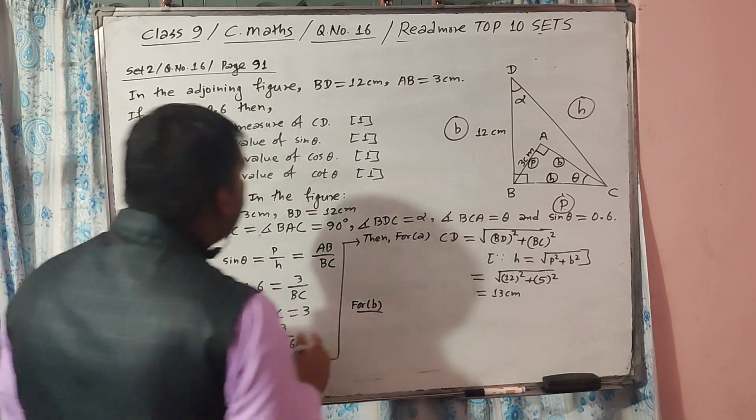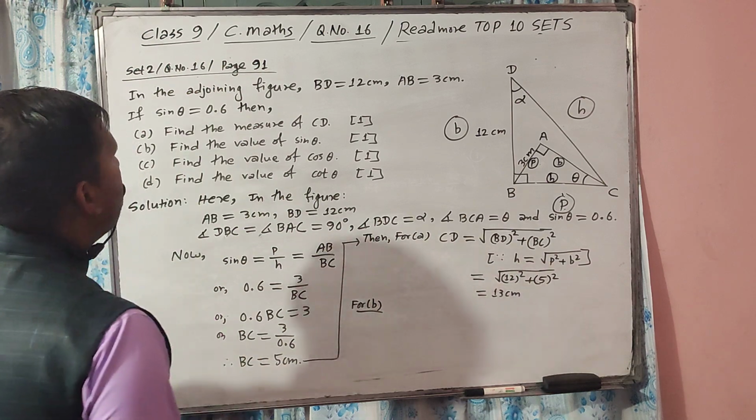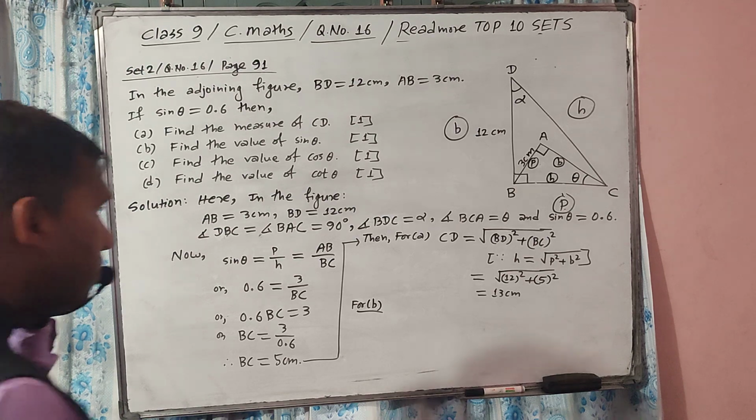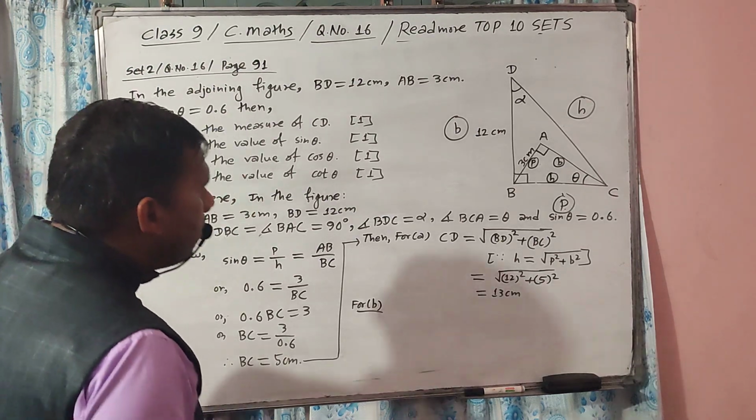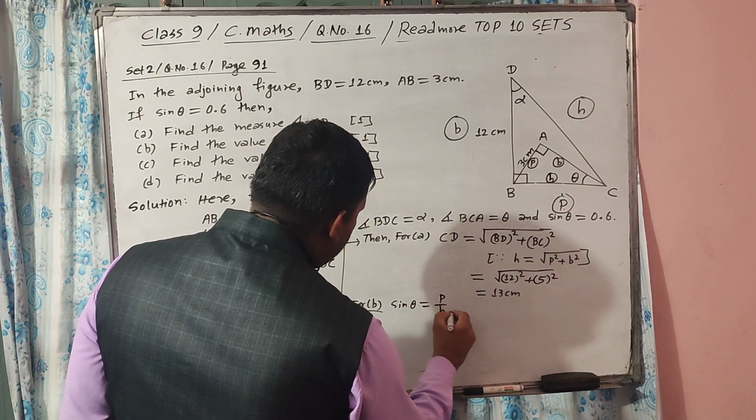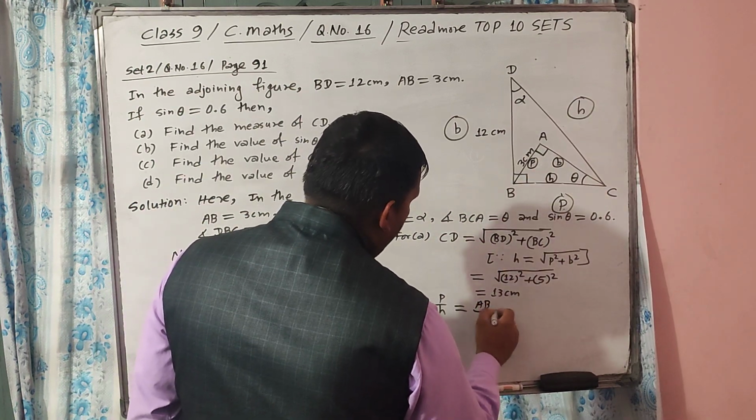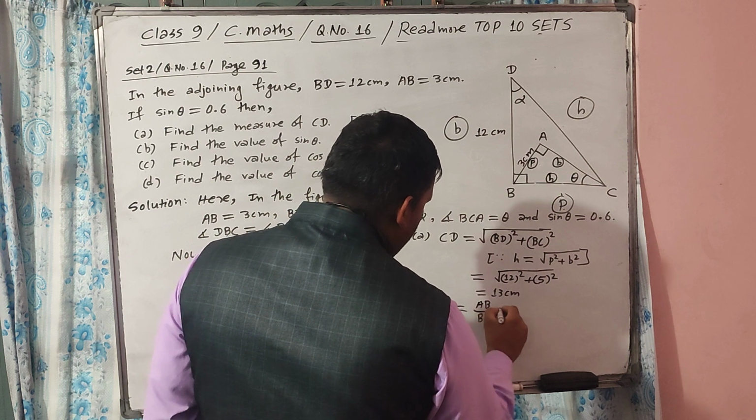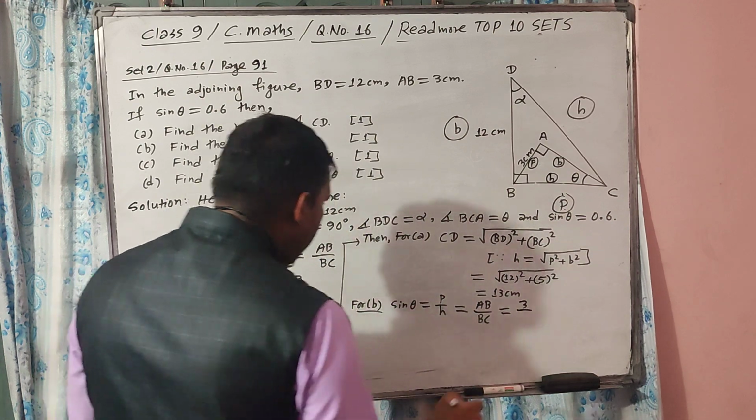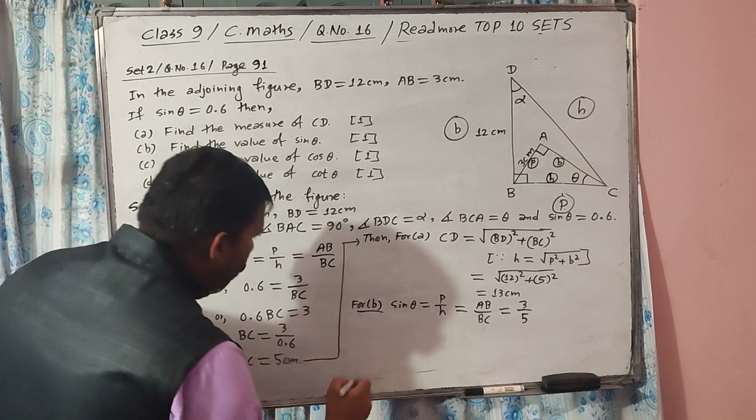Now for B, find the value of sine theta. Sine theta equal to P by H, perpendicular by hypotenuse. With respect to theta, perpendicular is AB, hypotenuse is BC. AB by BC, that is AB is 3, BC is 5. So the answer is 3 by 5. So the value of sine theta is 3 by 5.